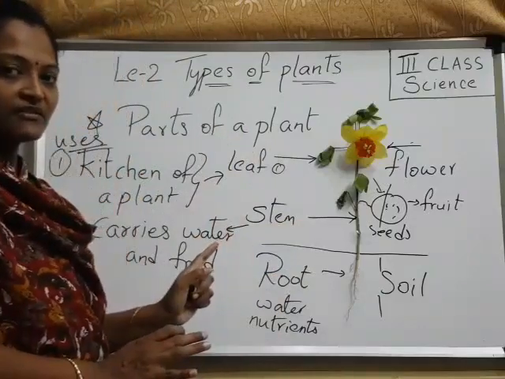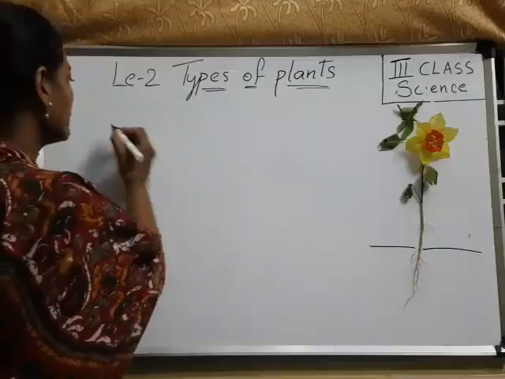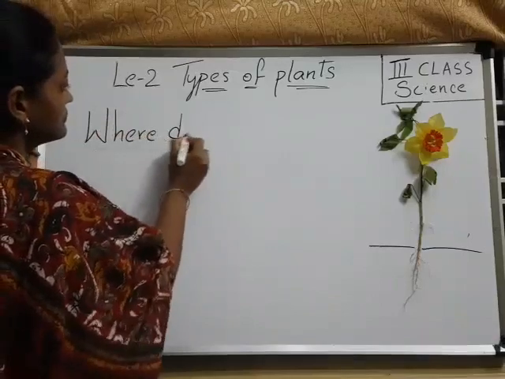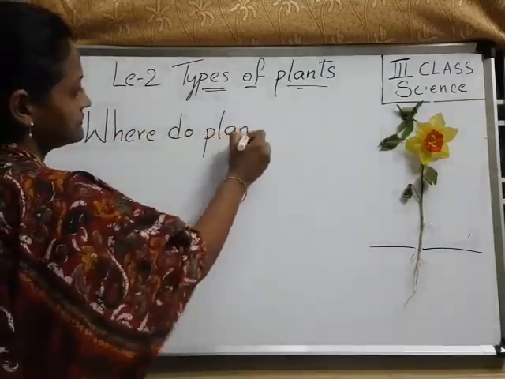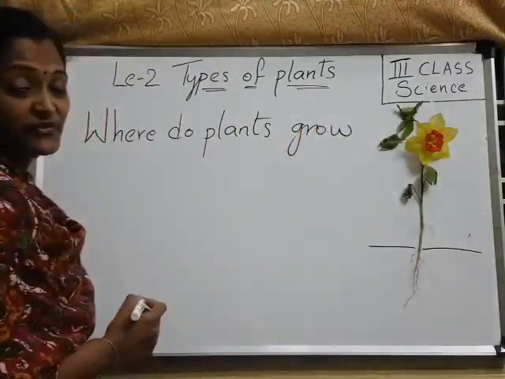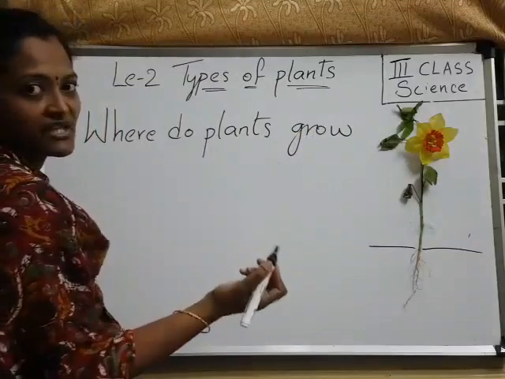Have you understood, children? Right. Next, coming to another topic. Where do plants grow? Tell me, children, where do plants grow? In various different places, right? Everywhere generally. Now, some places, tell me.